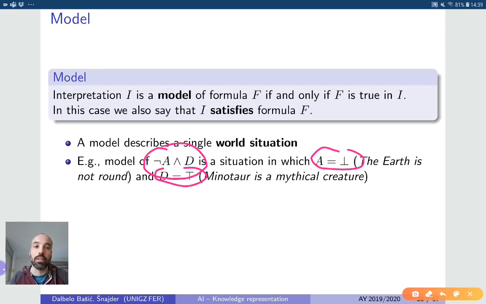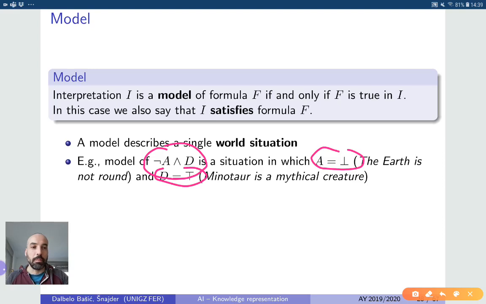Okay, and now the idea is that you can think of this interpretation, the model, which makes the formula true, as the world situation as described by the formula, right? So the formula is essentially saying, the world is such that A is false and D is true. Or in other words, the earth is not round and Minotaur is a mythical creature. Okay?